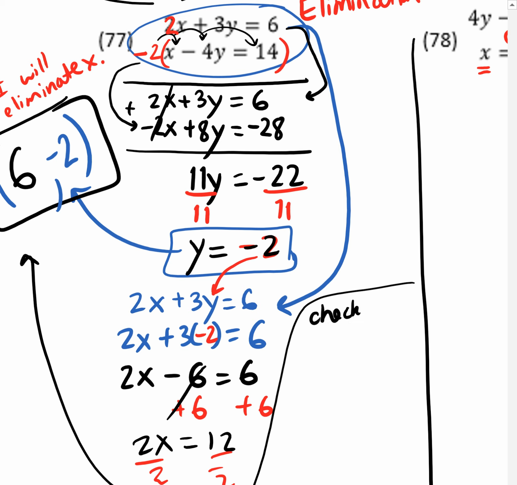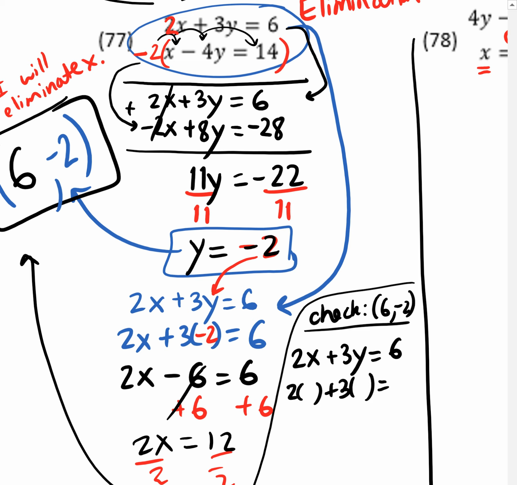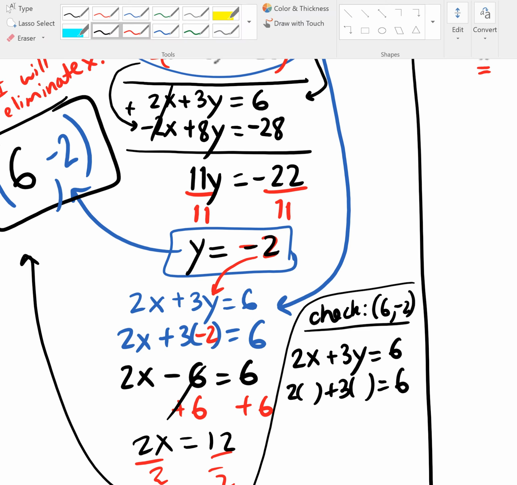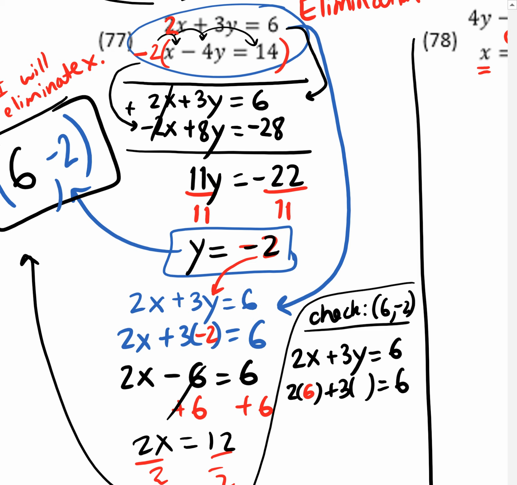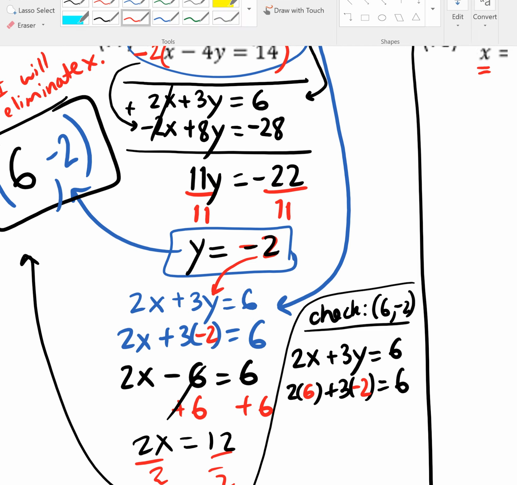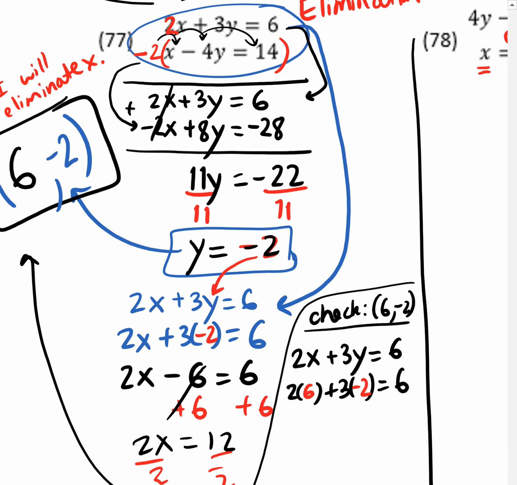In order to check what I think is the solution, I actually have to check it in both of those original equations. So the first one, 2x plus 3y equals 6. I'm going to replace the x and the y with the numbers that I think are the coordinates of the solution. And that better be a true statement. But just checking it in one of the equations isn't enough. You have to check it in both. Make sure they're both true. This is 12 minus 6. That's true, 6 equals 6. Okay, we're good there. But I still need to check it in the second equation.